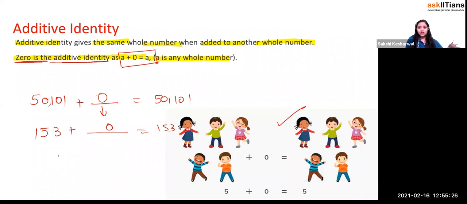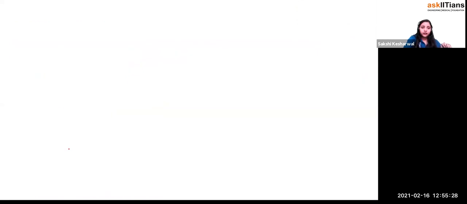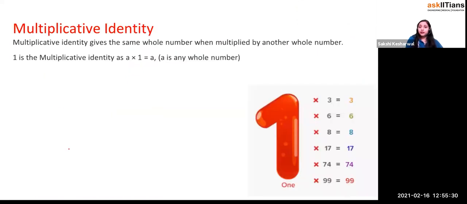That is a 0. But we exactly go for the additive identity, right? Now let's come to what we mean by multiplicative identity. Multiplicative identity means giving the same whole number when multiplied by the other number, right? Like if I say a number 2, what should be multiplied with the 2 so that you get the same number 2?